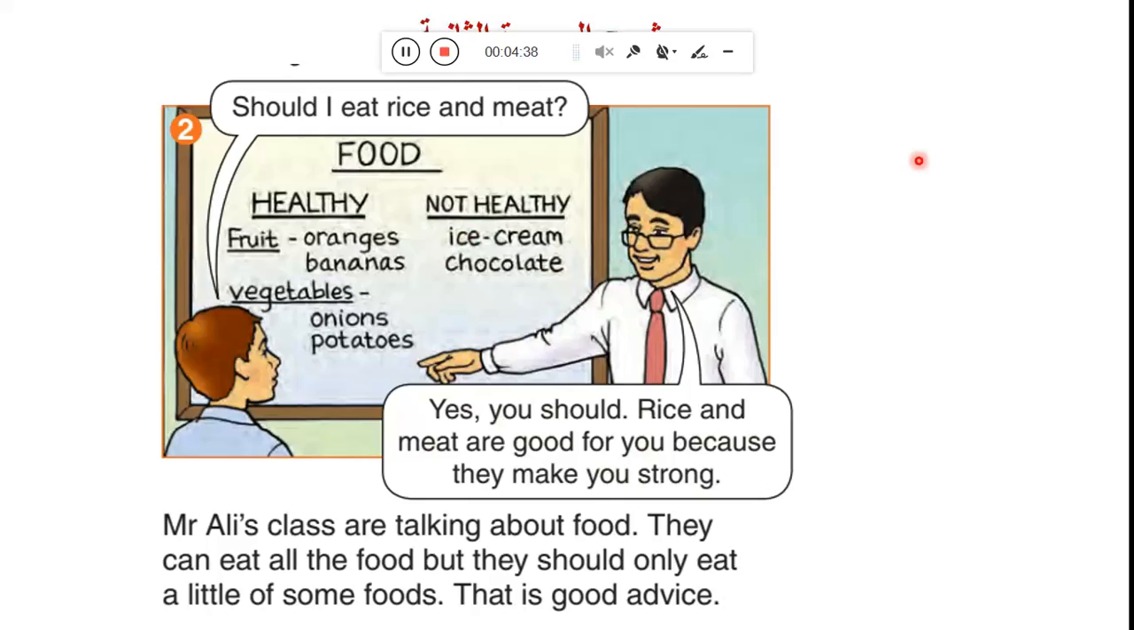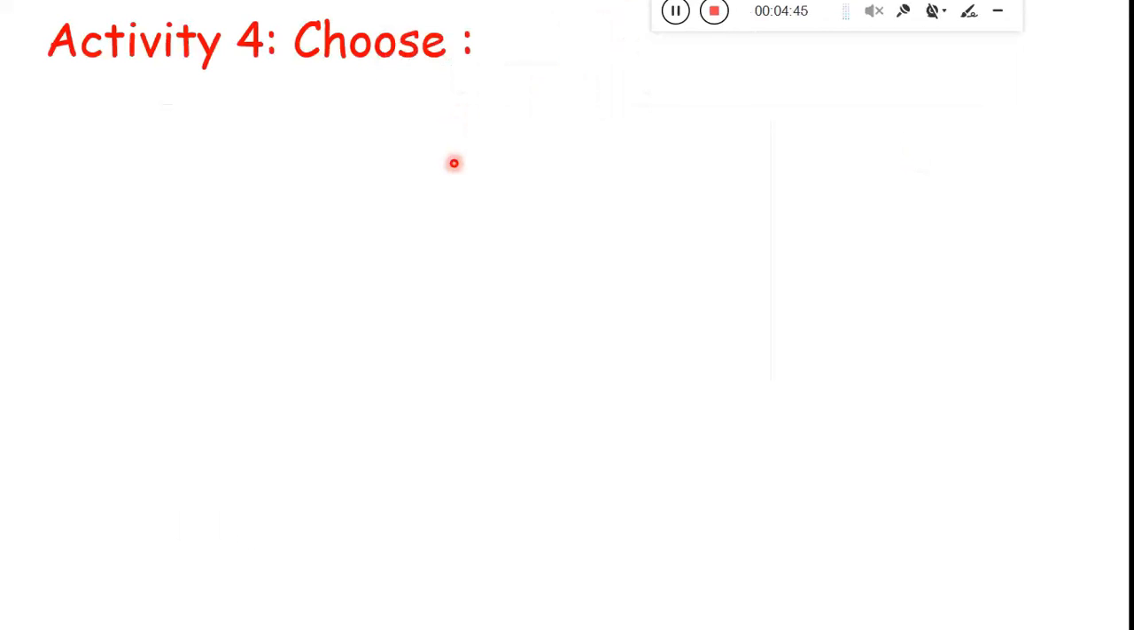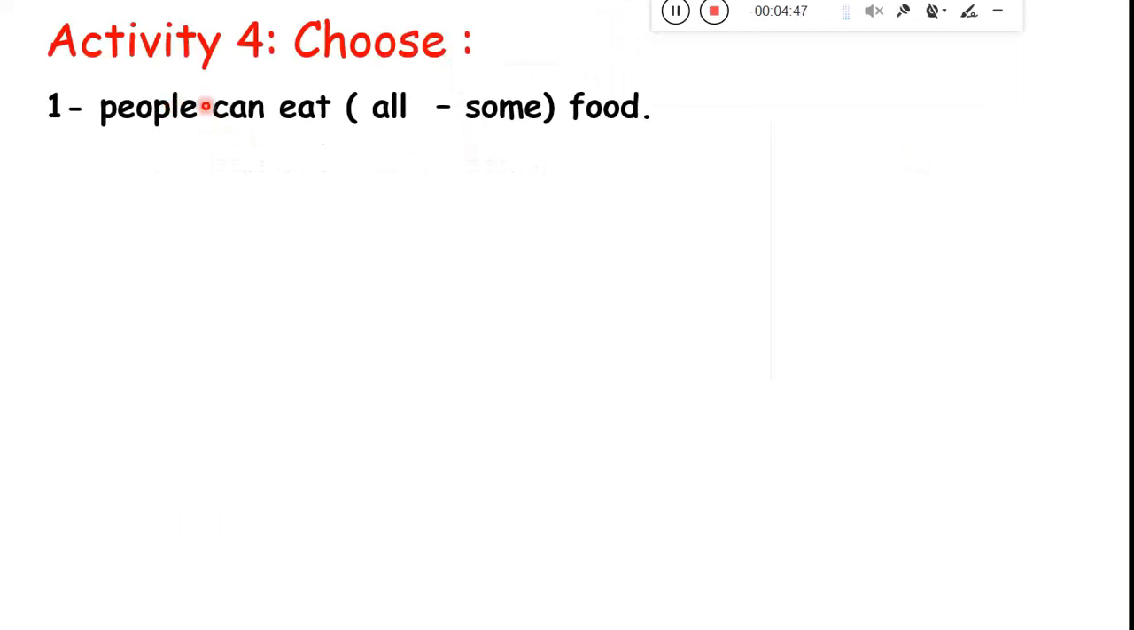Let's see. Here we have activity 4, which is choose. We have the first question. People can eat all or some food. What do you think? What did the second picture say? People can eat all or some food. 1, 2, 3. The right answer is all. You can eat all foods, but you should eat a little of some foods, as it said in the picture.